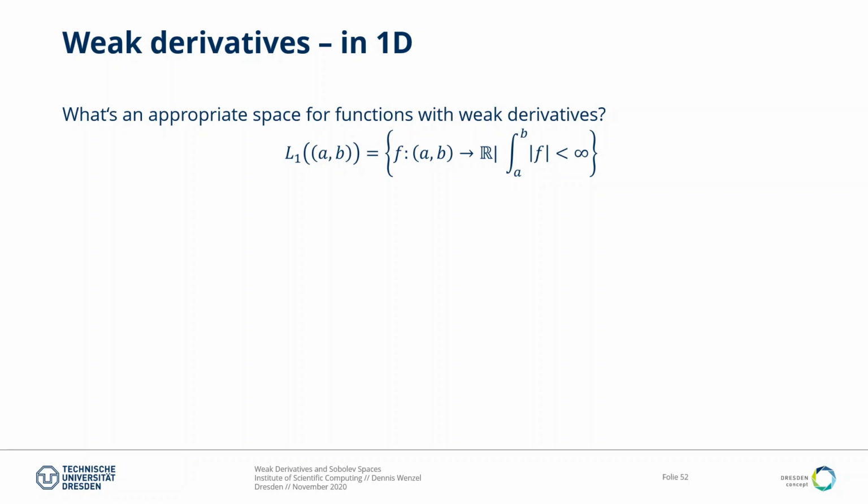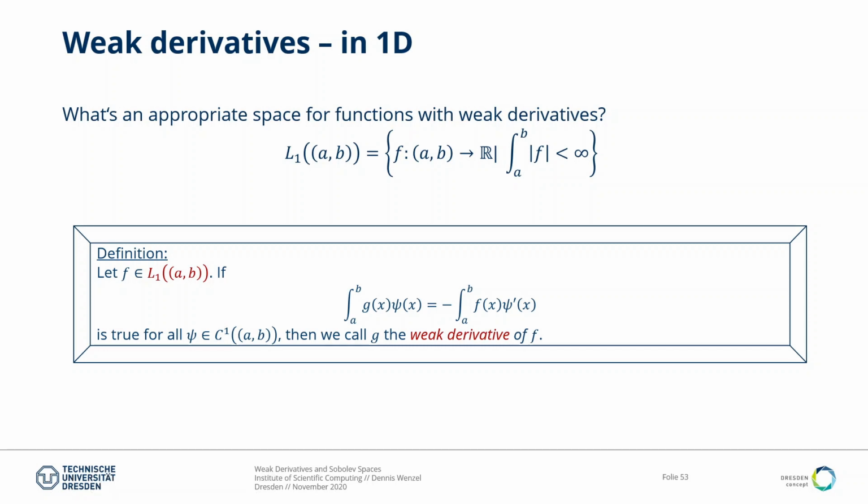And what's an appropriate space for functions with weak derivatives? Actually, it's sufficient to look into a space of functions that have finite integral. Okay, so as long as I can compute the integral of a function, it's completely fine to write down my definition. And that's the same definition as before for the weak derivative. The only difference now: f is chosen in L1, not in C anymore. So I only require my function to be integrable. And the reason why this is necessary is that if the integral over f would be infinity, then this expression on the right side would also be infinity, and then the whole thing just wouldn't make any sense. So then it's not well defined.